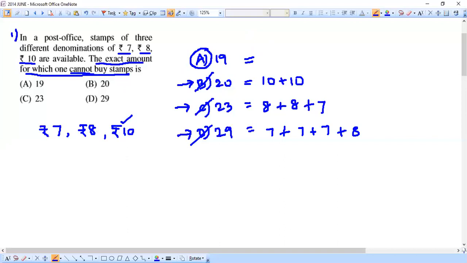10 plus 10 is 20. 7 plus 7 is 14. So any possible way with these stamps, we are not able to get 19 as our exact amount. So that means option A, 19 is going to be the answer for this question. Not a very big calculation, no usage of any formulas at all. Just a basic arithmetic calculation with numbers itself is helping us to get the answer. Right? Moving to the next question.